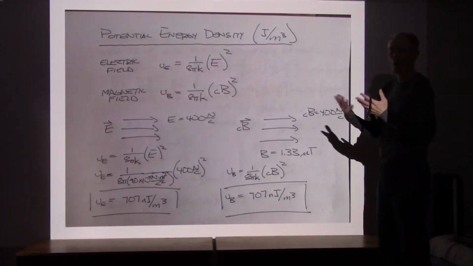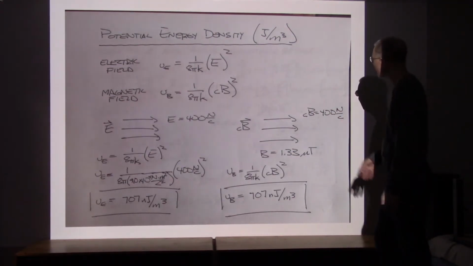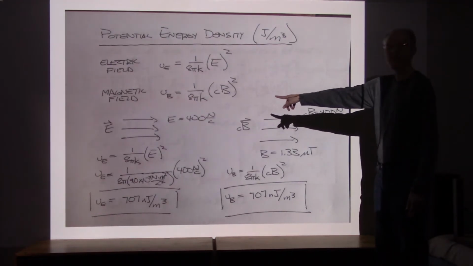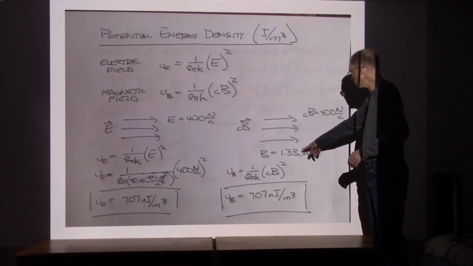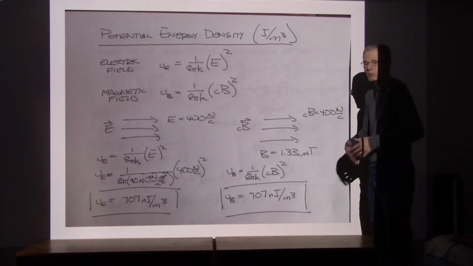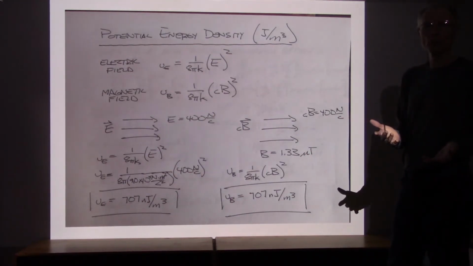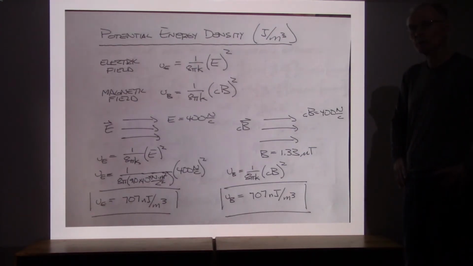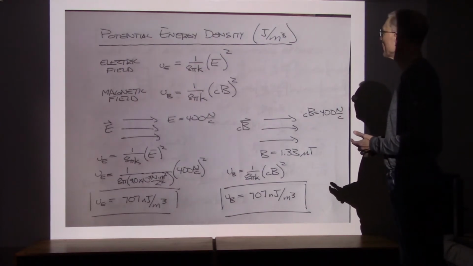It's like, wow, 1.33 microtesla doesn't sound like anything. But when we multiply by C, so we can make a comparison with the E fields on an equal footing, we find out a microtesla is like 400 newtons per coulomb. That's a pretty sizable field. So anyway, that's a good comparison.